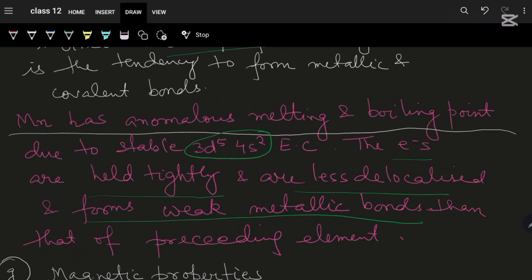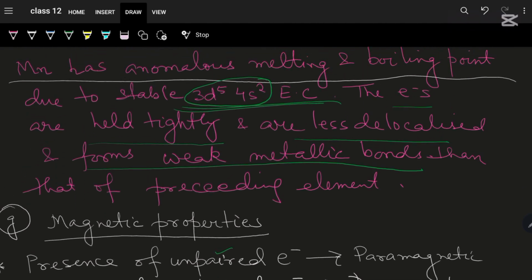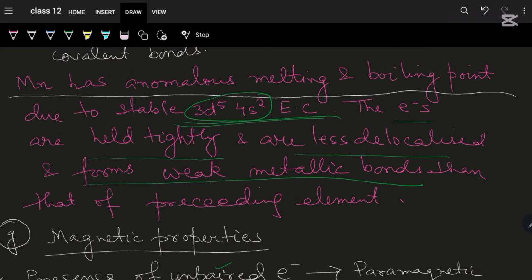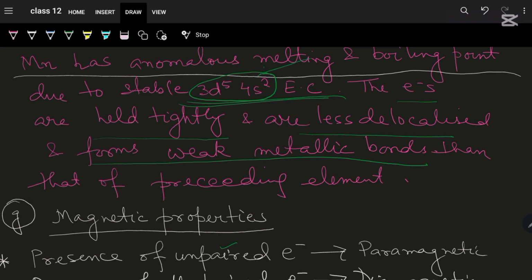Now, manganese has anomalous melting point and boiling point because its electronic configuration is 4s2 3d5. That means the 4s orbital is fully filled and 3d is half filled. So the electrons are very tightly held and are less delocalized and form weak metallic bonds than that of the preceding element. So manganese has anomalous melting point and boiling point on account of its stable electronic configuration or strongly held electrons.